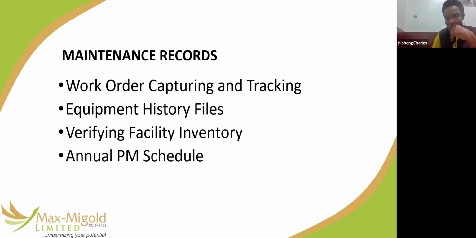Because on your PM schedule, you must have identified the assets. You also identify the activities that will be carried out. You also identify the frequency, and then you have your schedule. So it is very important. That is a record that must be maintained. In record keeping in a quality management system, we have retained records and maintained documentation. The retained documentation are records that you must keep. Those records, you won't throw them away.